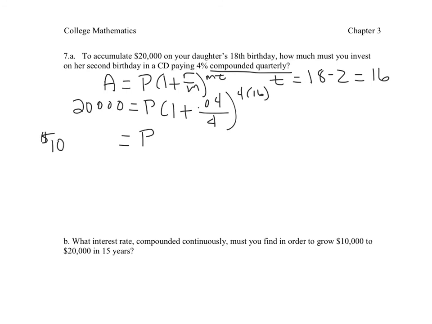That means you should have $10,579.43 invested on her second birthday if you want it to turn into 20,000. So it would take about 16 years for your money to almost double if you're only working with a 4% interest rate. If you have a higher interest rate, it will double more quickly than that.